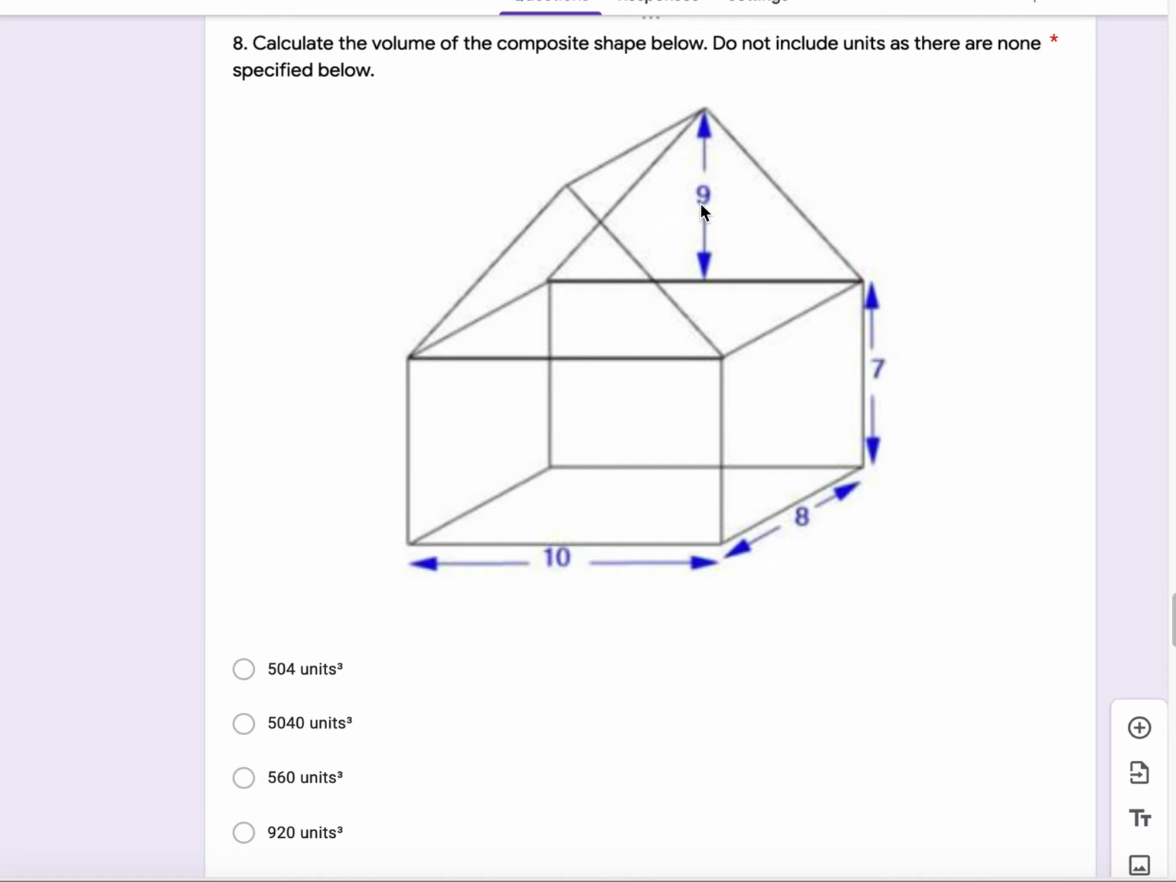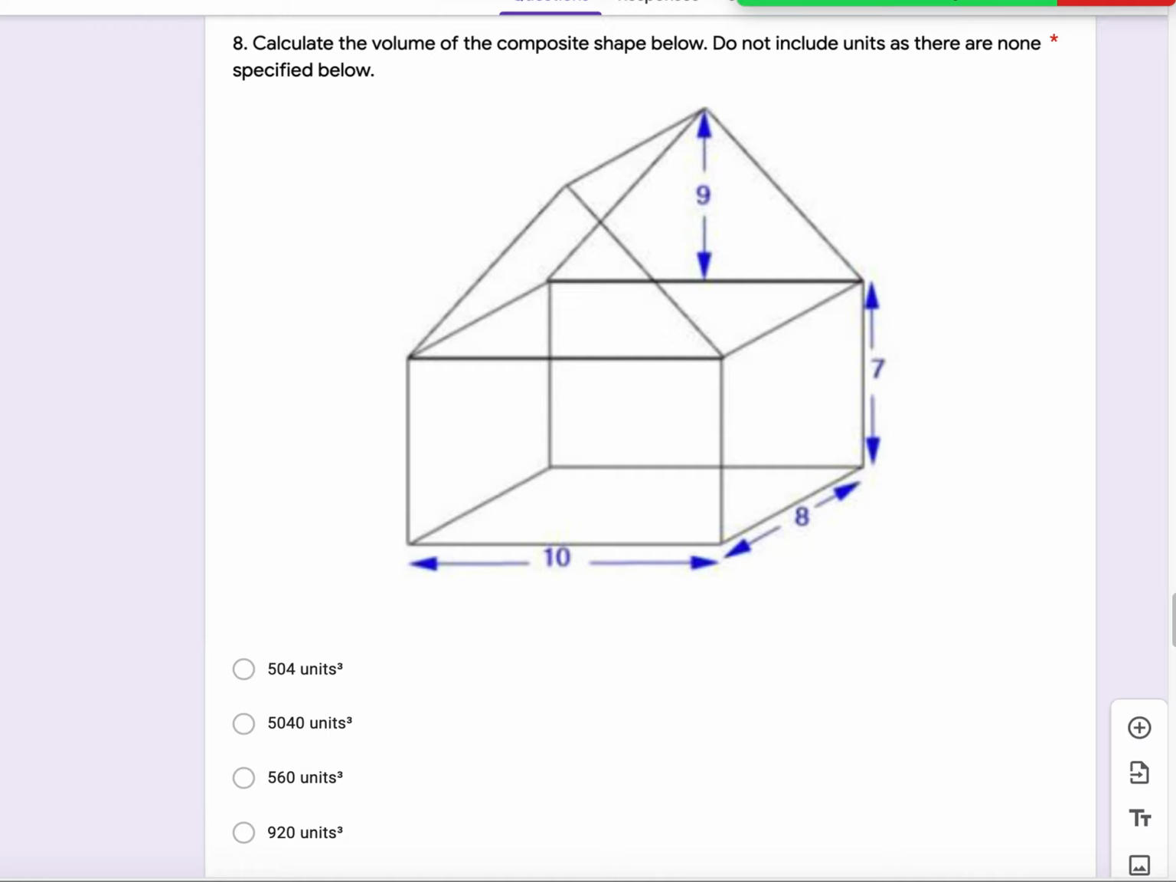Okay, so you can see this is a composite shape. What's the shape on the top? It's a triangular prism. And at the bottom is a rectangular prism. Even though it looks like a cube, I knew that it was a rectangular prism because a cube has equal sides, whereas this one does not. So to find the volume of the composite shape, we need to break this up into two parts.